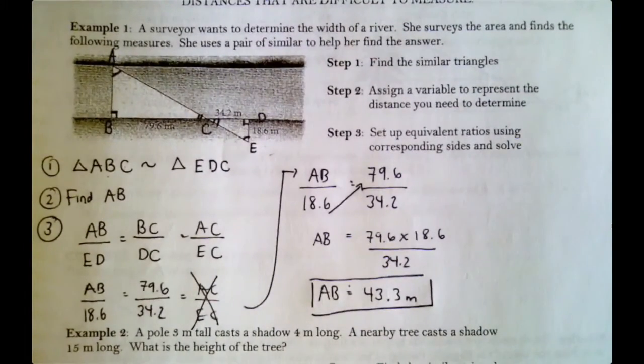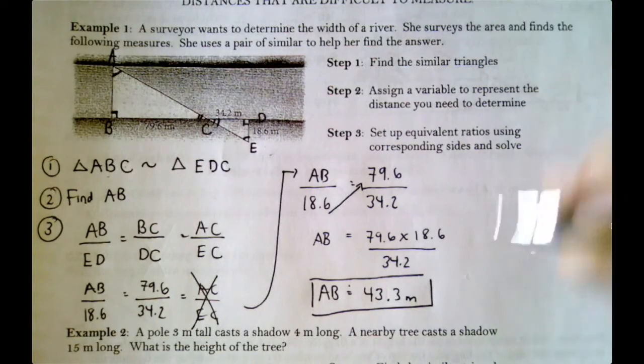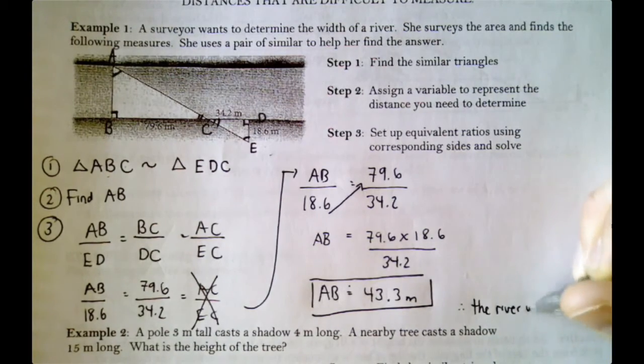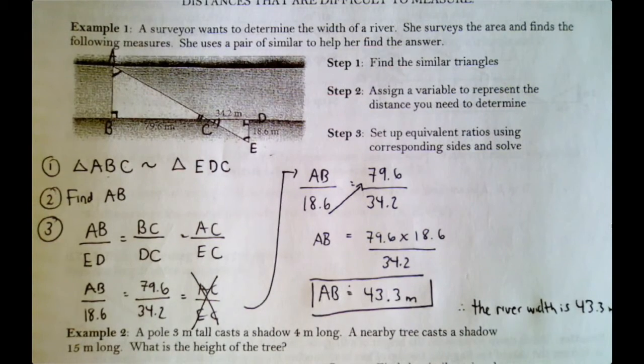She surveys the area to find the following measures. Use a pair of similar triangles to help find the answer. She wants to find the width of the river. So we would say, therefore, the river width is 43.3 meters. Oops.